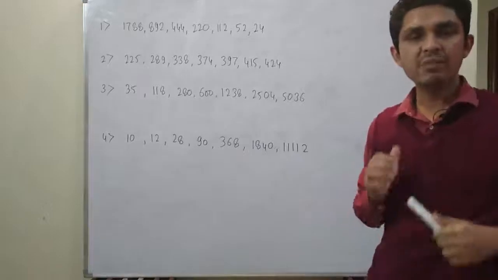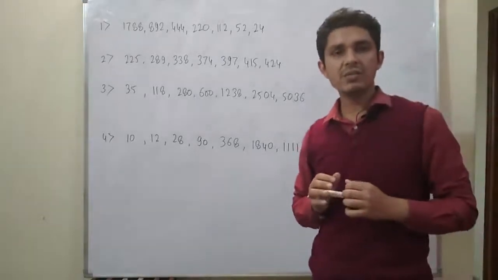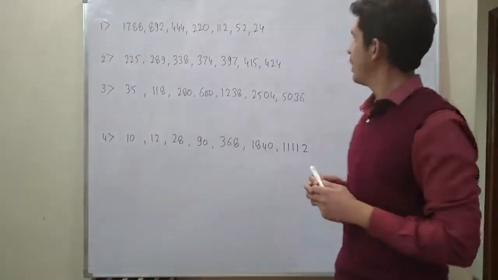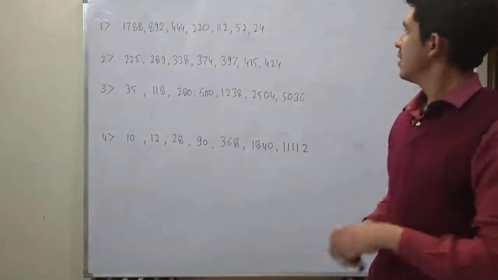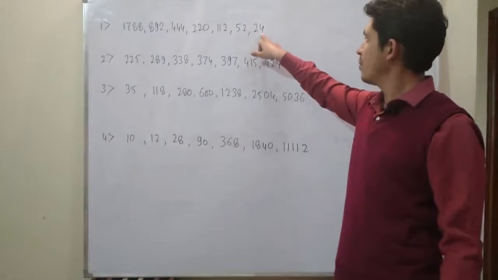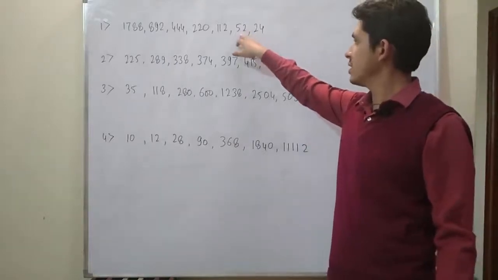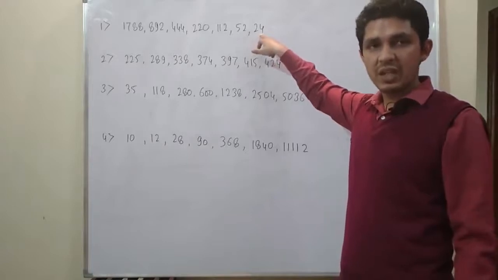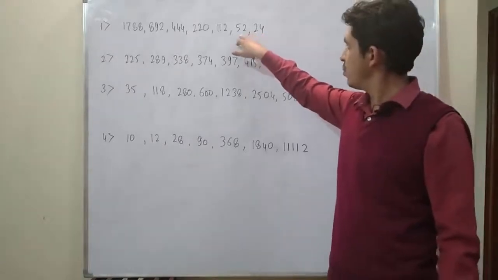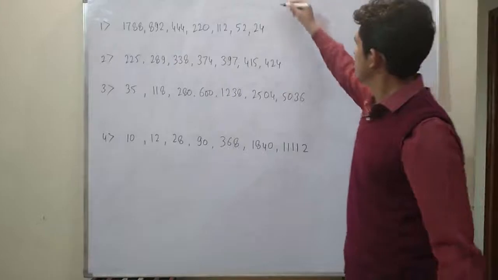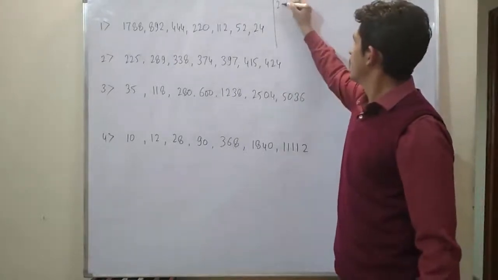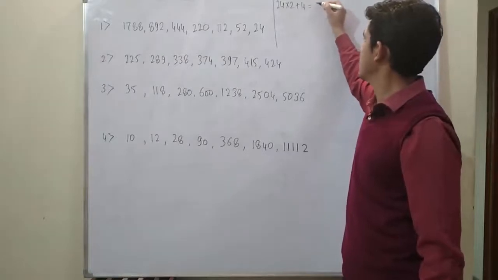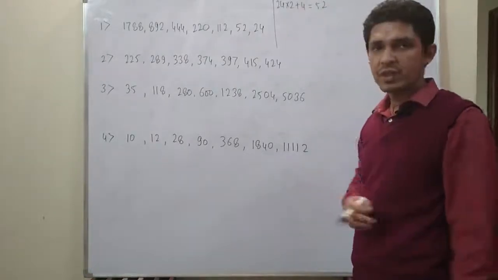We have to find the pattern in the question and find the wrong number in the series. Looking at the series, 24 multiplied by 2 plus 4 is 52, because 24 multiplied by 2 is 48, and 48 plus 4 is 52. Okay, I will just make a note here. 24 multiplied by 2 plus 4, so that is 52, right?